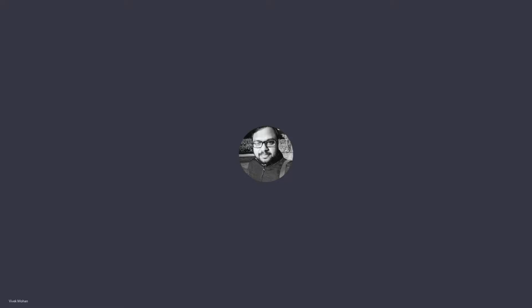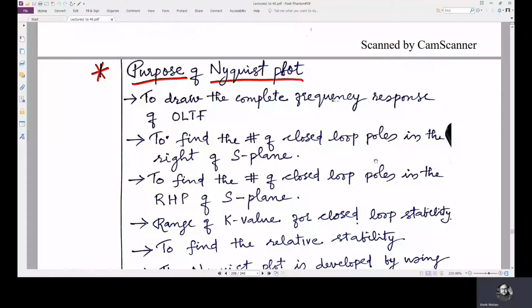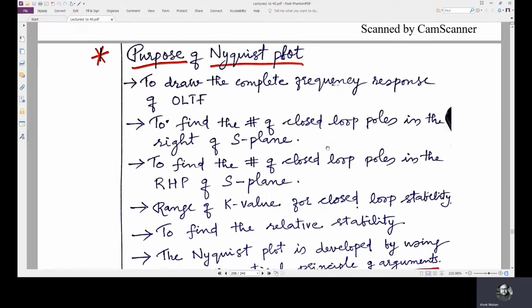Good morning, everyone. In the last lecture, we discussed the concepts of conformal mapping leading to the polar plot. Now, in this lecture, we will see the procedure of drawing the polar plot leading to the Nyquist plot.